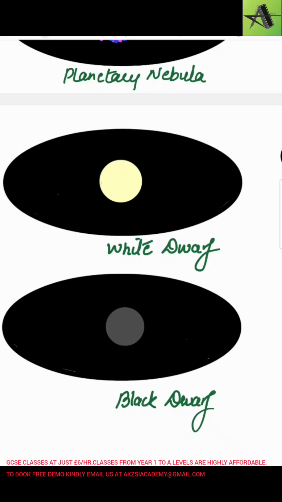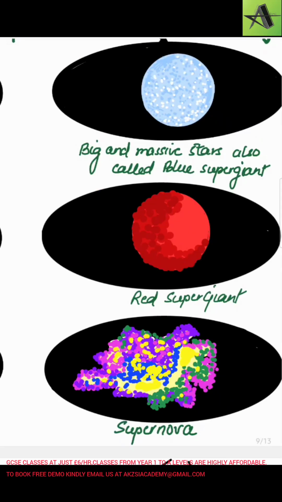Now let me look at the other life cycle, for those stars that are greater than 8 solar masses, or you can say greater than 8 times the sun. I'm talking about those stars that are greater than 8 solar masses, and it goes up to 50 solar masses. That means 50 times the mass of our star, our sun.